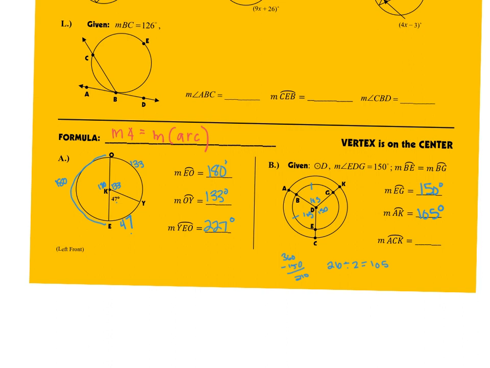And then the last thing that they're asking us to find is arc ACK. So asking us to go all the way from A to C to K. And so we can either add together the 105 and the 150, or we could take the 360 and subtract out the 105. That would give us the same thing, but we're looking for an answer of 255 degrees there.